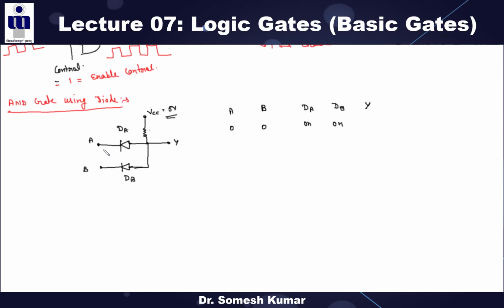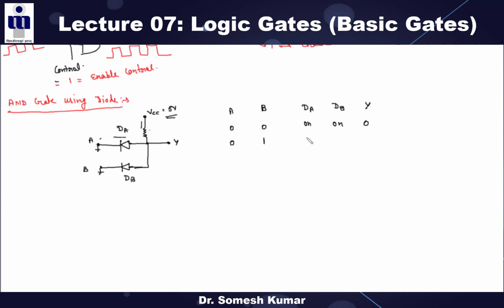And if both are on, then what is the output? This output here is 0, because we are not getting any output. All this current will go into the ground, because both A and B are connected to 0 0, and we are getting output 0. Clear? What happens if one is 0 and the second is 1? Means A is 0, B is 5 volt. What happens in that case?